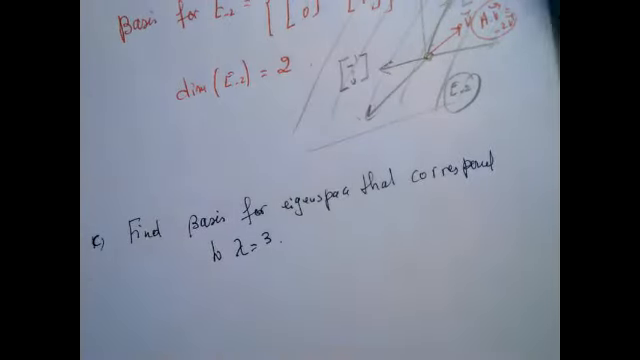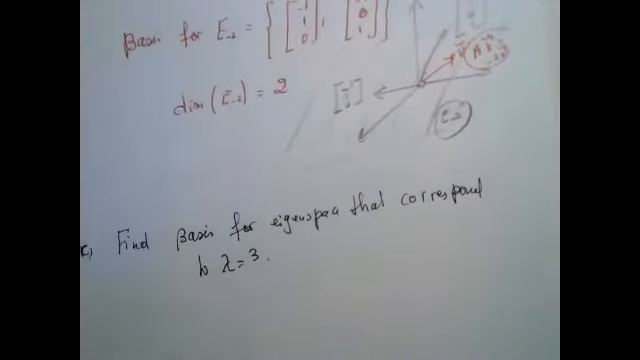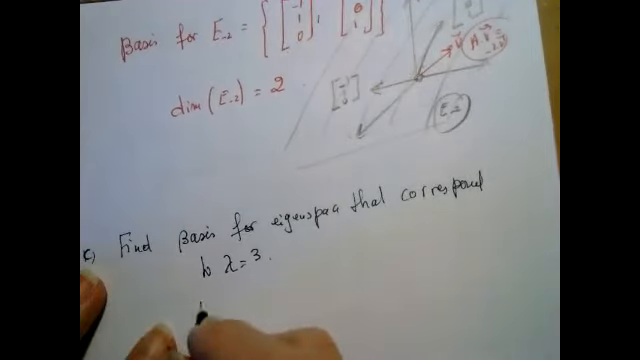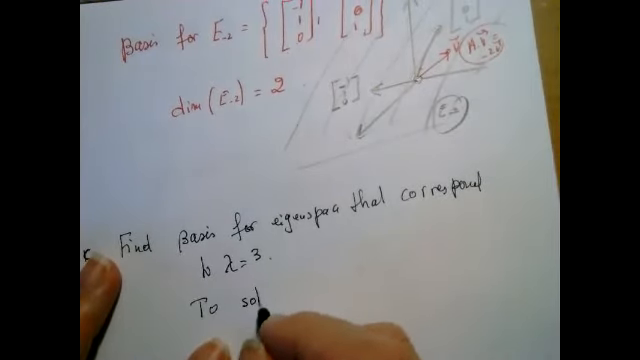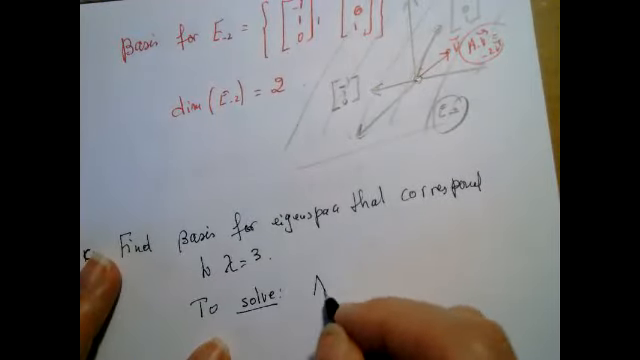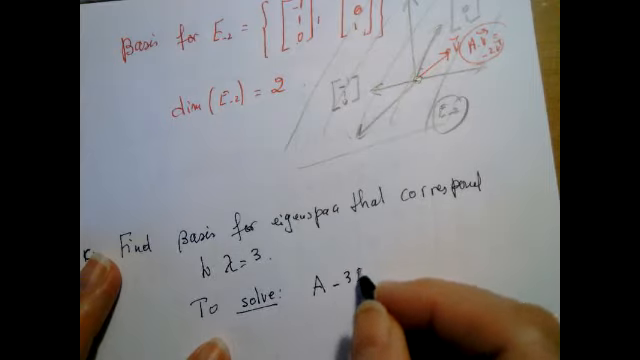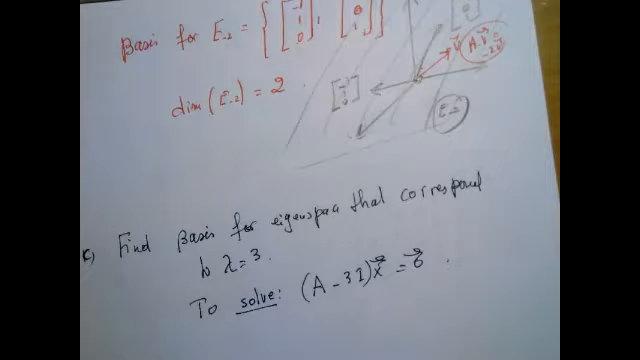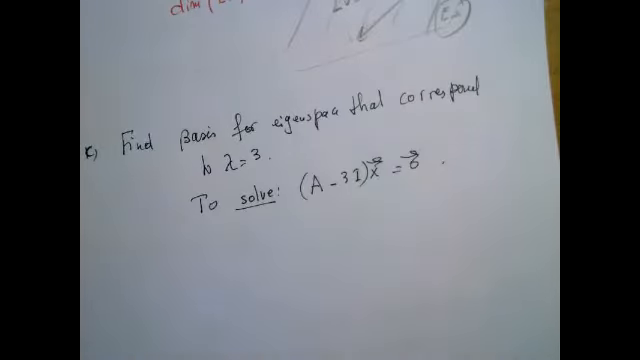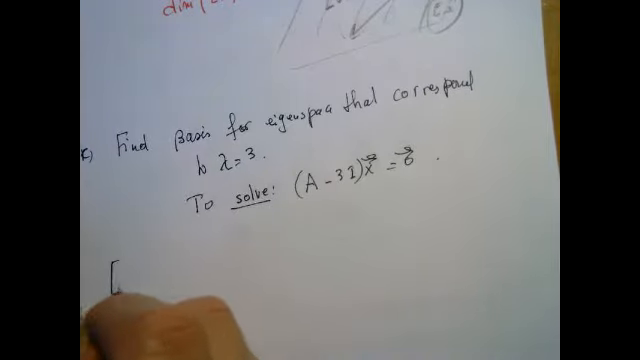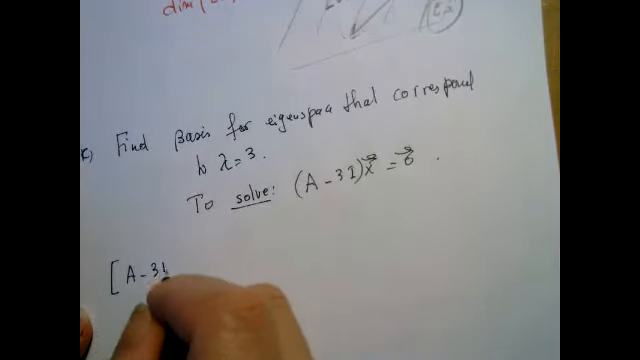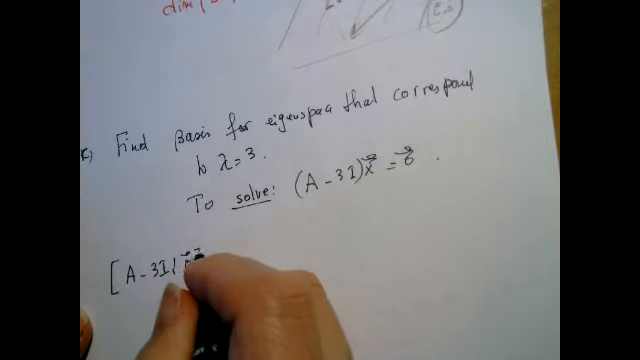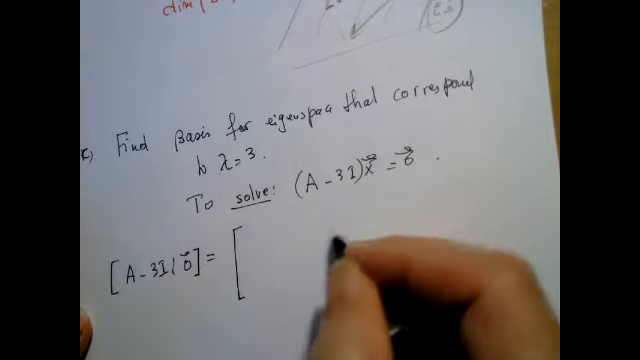And now it's the same thing all over again, but we have to solve a different system. So now we have to solve A minus 3I times x equal to 0, okay, to find those. So we can do that. I will give you only the, so we're going to set up here A minus 3I, 0, and we solve that.